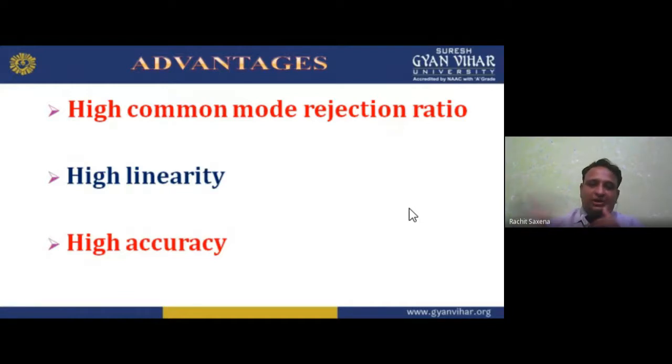Input to output linear form will be there. If it is not possible, then there is no use of this. High accuracy means it gives accurate results. Accurate results we get from this transformer coupled isolation amplifier. I hope you understand.